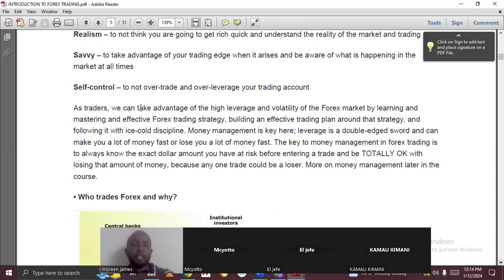So as traders, we can take advantage of the high leverage and volatility of the Forex market by learning and mastering an effective Forex trading strategy, building an effective trading plan around that strategy. Remember, first we are learning and mastering an effective trading strategy. That's why we are here. Then after that, we will build out of that strategy an effective trading plan. And then we will follow that strategy and trading plan with ice cold discipline. Remember discipline, discipline, discipline. Money management is key here.